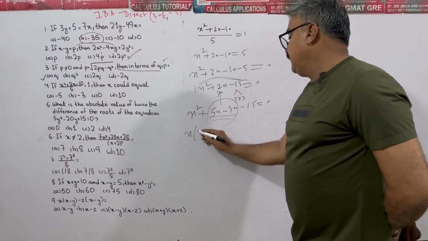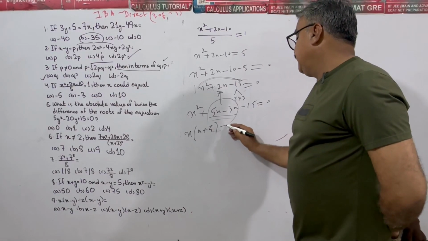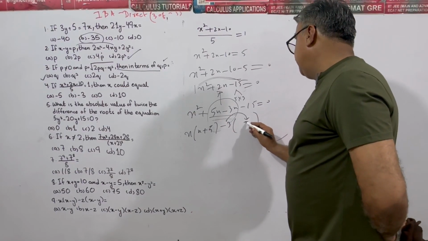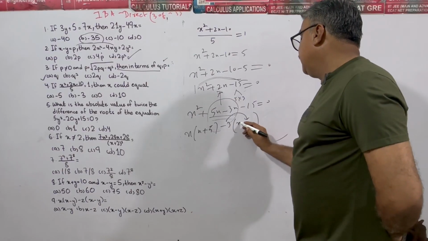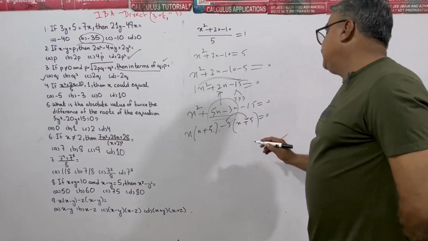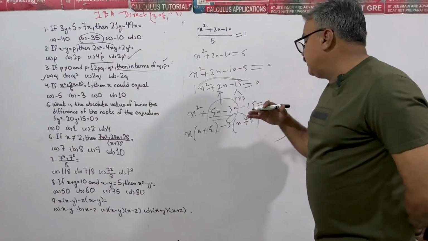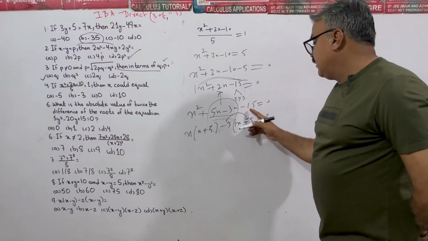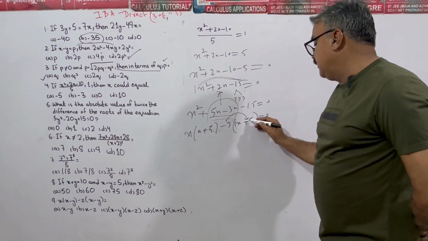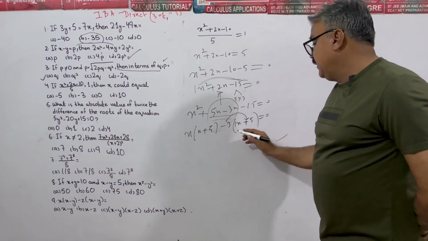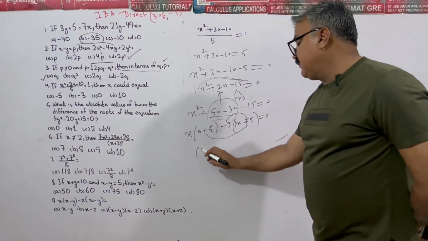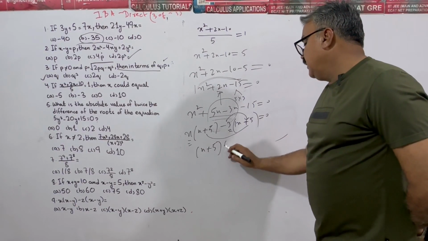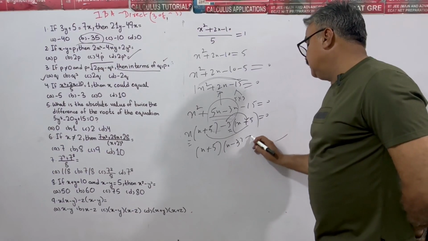Taking x common, I have x plus 5. Taking negative 3 common, change all the upcoming symbols. This symbol turns positive because we have taken minus common. Taking common is tantamount to dividing: minus 3 divided by minus 3 is 1, minus 15 divided by minus 3 is positive 5. Both brackets are identical, take x plus 5 common. The other bracket is x minus 3 is equal to 0.